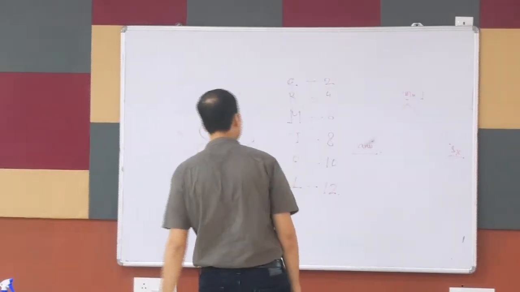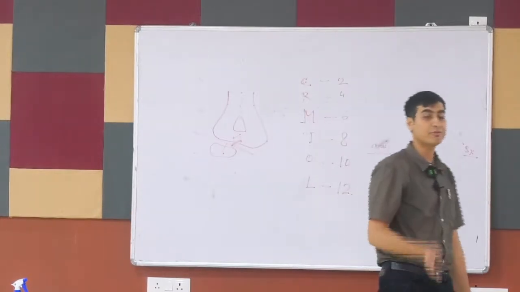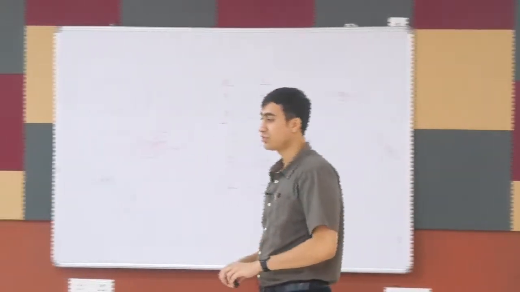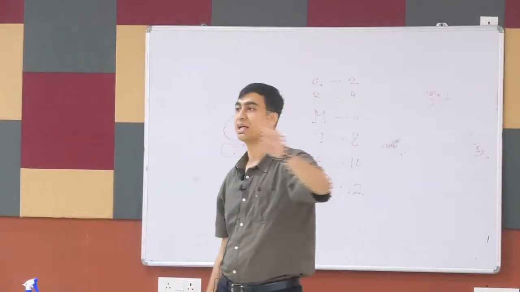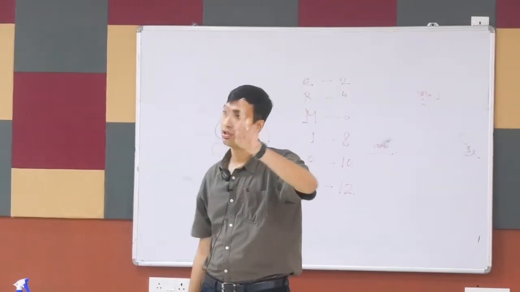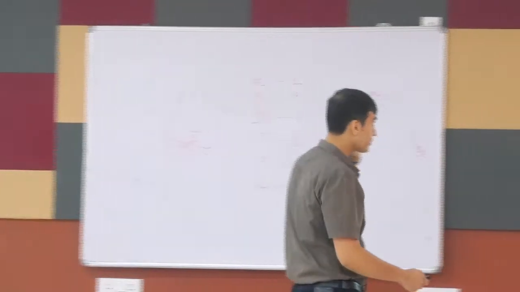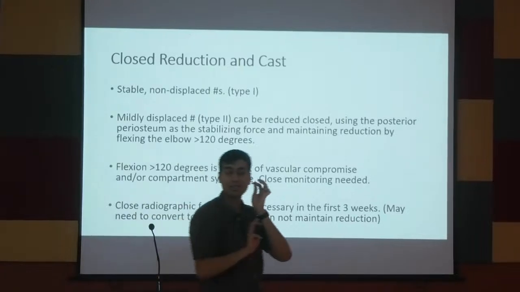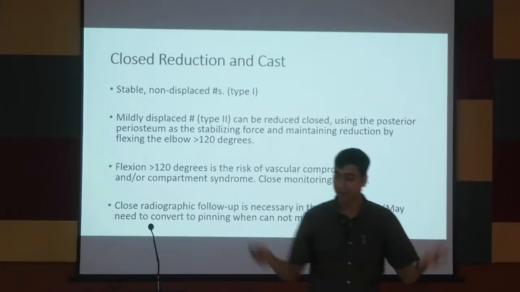Now we come to surgical treatment. Surgical treatment for type 3 and type 4. Now how do you treat surgically? Now there are two types of reduction, like he said. You can either do a closed reduction or an open reduction. Okay. So closed reduction and cast. They have mentioned cast, but ideally you should do a slab because all these patients tend to go into a lot of swelling.